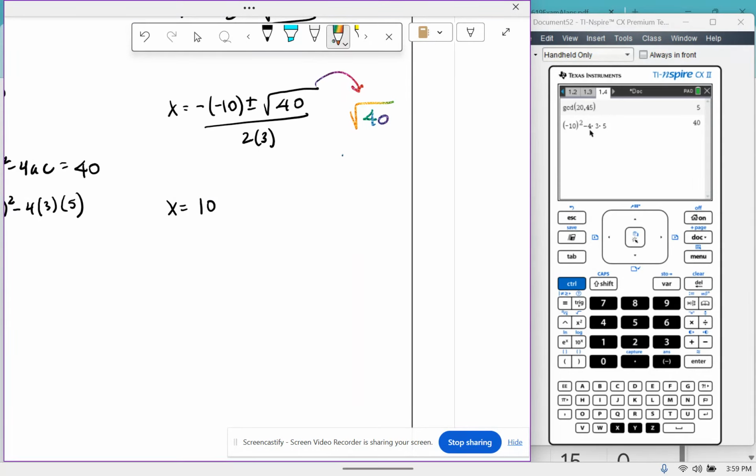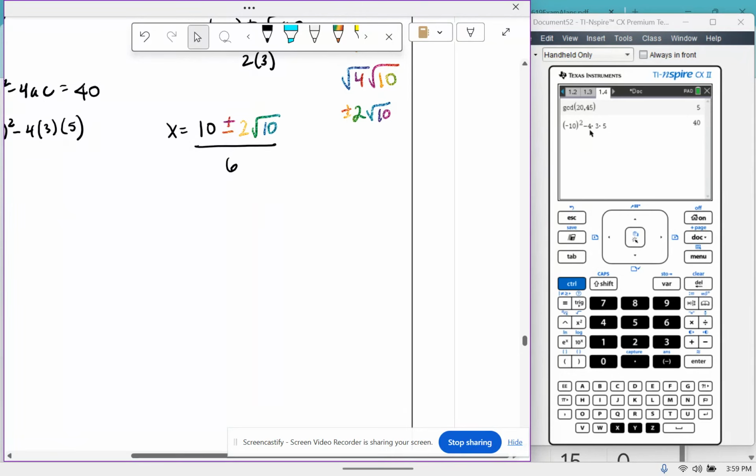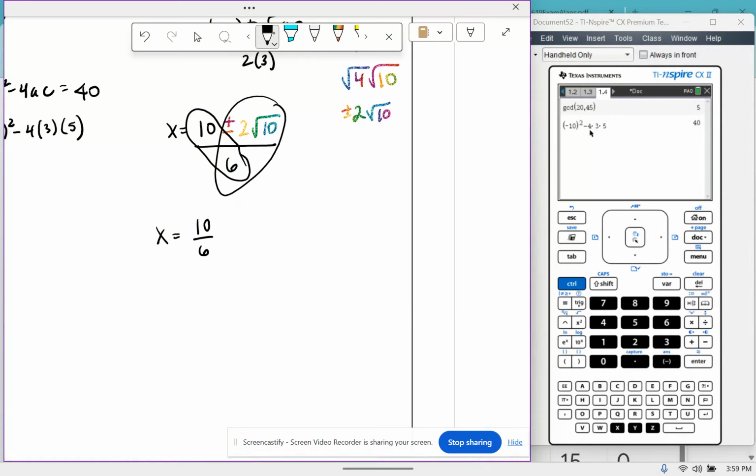That's going to be the square root of 4 times the square root of 10. The square root of 4 is plus or minus 2, radical 10. That is my simplest radical form of that thing, all over 6. Now we're going to do the heart trick and see if we can reduce. X equals 10 over 6 plus or minus 2 radical 10 over 6.